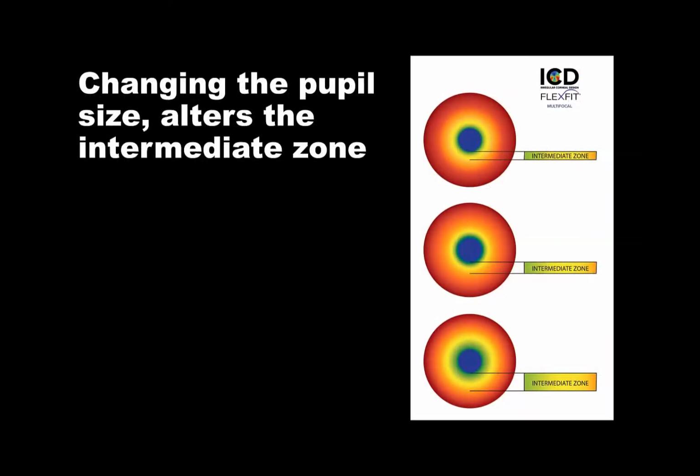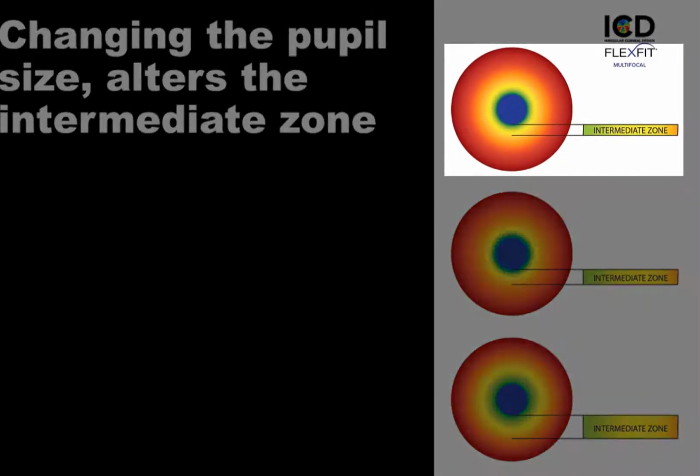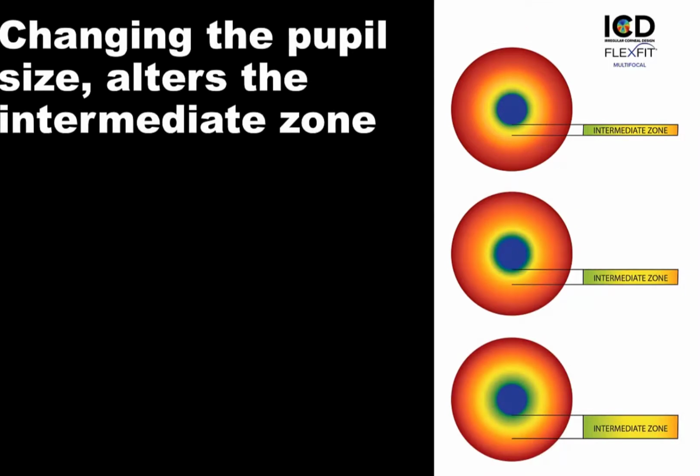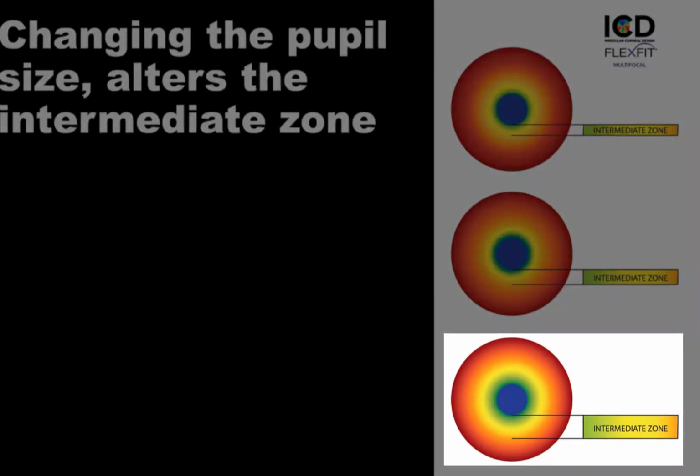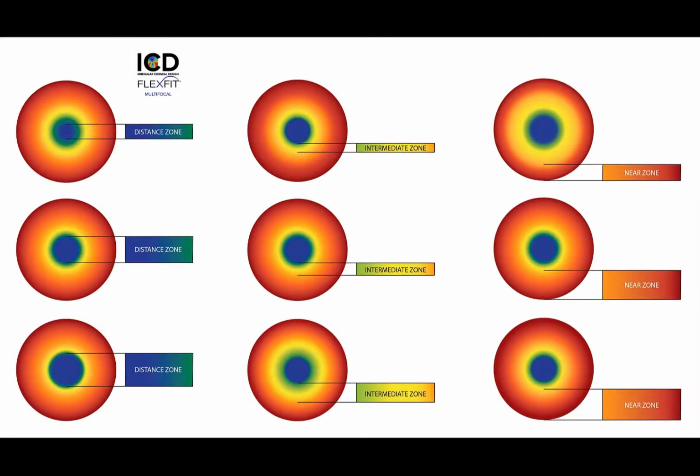We can also influence the intermediate zone by altering the pupil zone size. As we decrease the pupil zone size, the intermediate zone narrows. As we increase the pupil size, the intermediate zone widens. The ICD FlexFit Multifocal offers an exceptional level of control of the various zones of the lens.